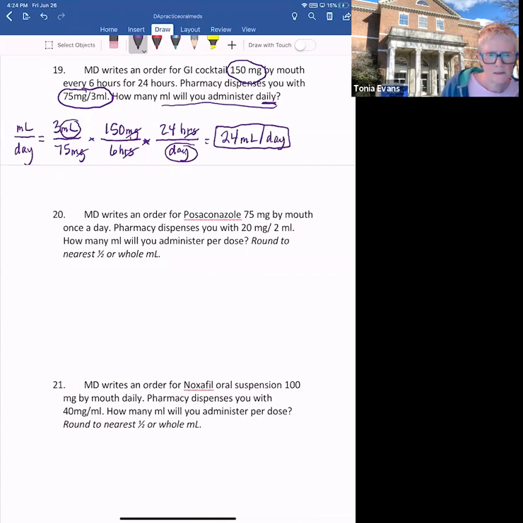Because 6 times 4 is 24. So I know I'm going to have 4 doses. So if I took 4 doses times 150 milligrams, then I could figure out my total number of milligrams a day and figure out how many milliliters that way, just as a way to double check it.